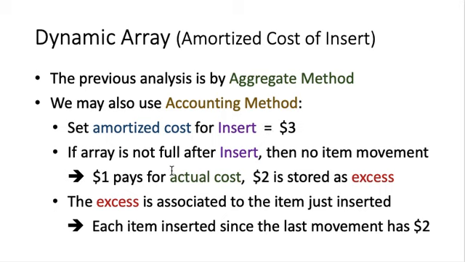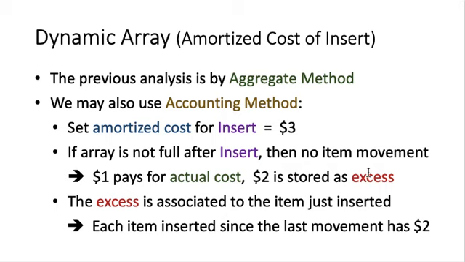So let's look at the case when the array is not full after the insertion, because this is a simpler case. Now, if this happens, then we will see that there is no item movement at all. Because the array is still not full, no relocation event. We are paying $3 for the amortized cost, but because in this operation there is no item movement, we just need to spend $1 on the actual cost, putting the item into the array. That's all. And then we have $2 left. So these $2 are stored as excess.